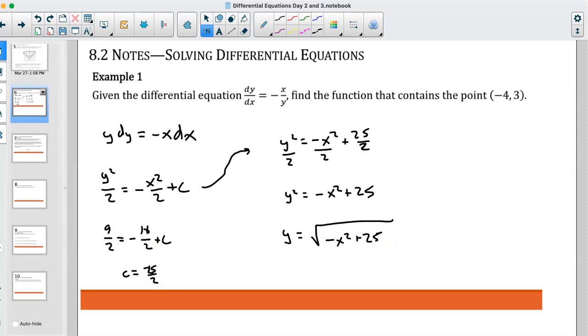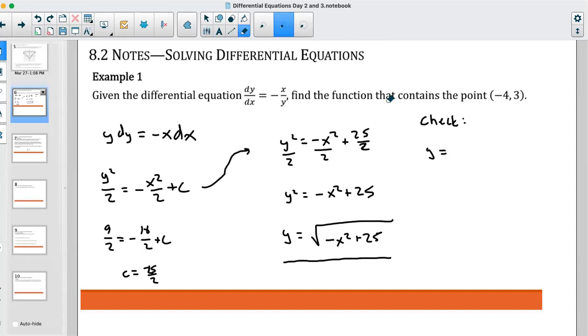So that's fine, and that seems to work. But here's the thing. I mentioned at some point in our last class that when you get done with these and you get your particular solution, you should always make sure that when you plug in the point, you get the right y. So when I plug in negative 4 for x in here, I should get 3 for y. If I do negative 4 squared, that's 16, and negative 16 plus 25 is 9. So this is like the check step.